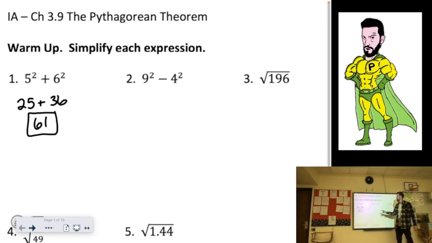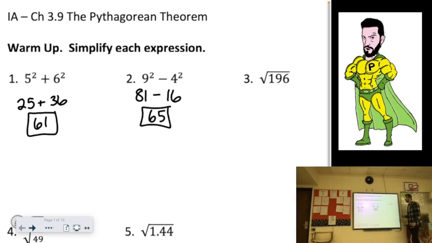9 squared minus 4 squared. 9 times 9 is 81. 4 times 4 is 16. If we subtract those, we get 65. Square root of 196, if you type that in your calculator, it's just 14.